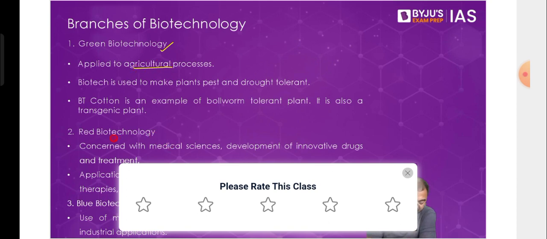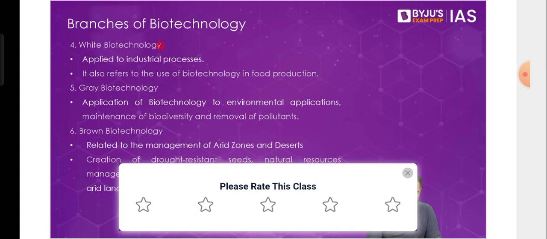The second branch is red biotechnology, which is related to medical science. Anything related to health-related applications, we call red biotechnology. Then after that, we have blue biotechnology, which is the use of biotechnology underwater. Blue color generally is associated with water, so that's why blue biotechnology is any water-related application. White biotechnology is applied to industrial processes. Whenever we are using biotechnology for industries in one way or the other, it is called white biotechnology.